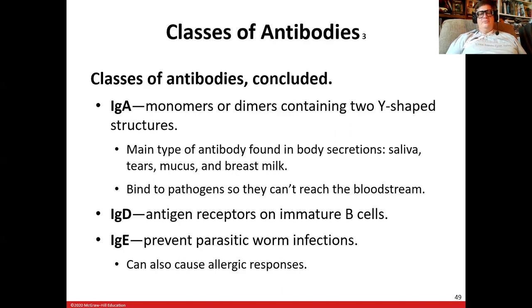IgD are the antigen receptors on B cells that are growing up. IgE are specific for parasitic worms, and can also cause allergic responses. I know that sounds weird, like, what? But there are actually people who think they can treat immune responses by giving low-level, not too horrible parasites to basically give the immune system something to do instead of attacking the body. I'm talking about using parasitic worms as a treatment for Crohn's disease. All right, so let's move on.